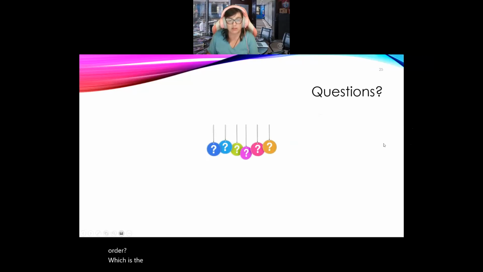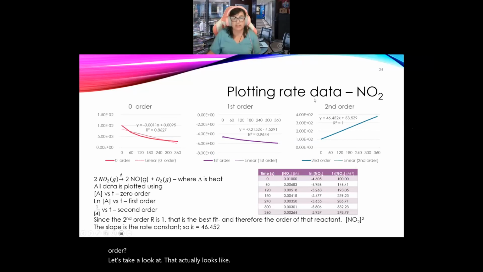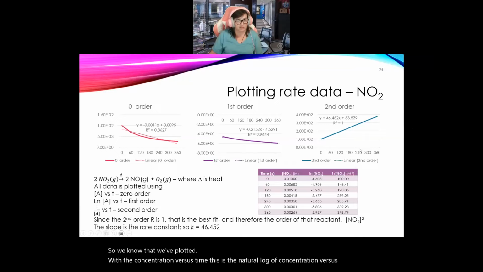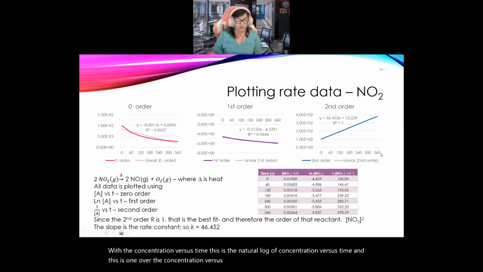Now, let's take a look at what that actually looks like. So let's plot rate data for NO2. So we have a plot that we've done. We have concentration that we've plotted either concentration versus time, this is the natural log of concentration versus time, and this is 1 over the concentration versus time. Because again, we know that that's what is applicable for those situations. So you can see the zero order is just concentration. For the first order, it's the natural log of that concentration. And for the second order, it's 1 over that concentration.